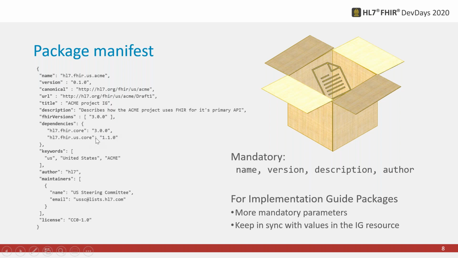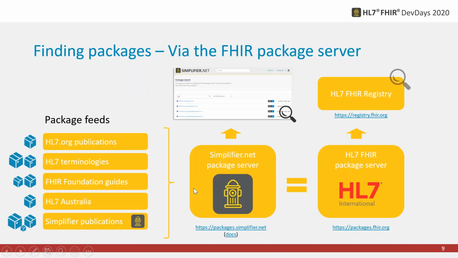It will specify on what other package it's building. Generally, there will always be a FHIR core package in there because you're always building on the FHIR core spec. But sometimes you're also building on something else, like US Core in this case. You can give keywords, which are really useful for search. And you can specify who builds this, who maintains this, and under what license you can use this. So keep this in mind, and we'll see this back later in our search interface.